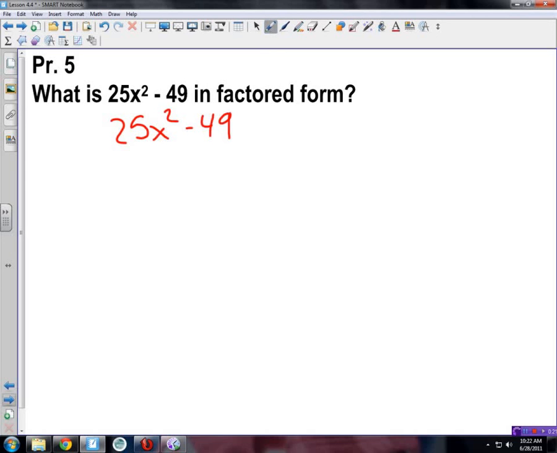Since we have two squares with a minus sign between, it's a difference of squares, which means I'm going to write it as (a + b)(a - b). So it's going to be (5x + 7)(5x - 7). And that's the factored form. Again, it doesn't matter if the minus sign comes first or second. It's your choice, but there needs to be one of each in there. So that's the special case of difference of squares.